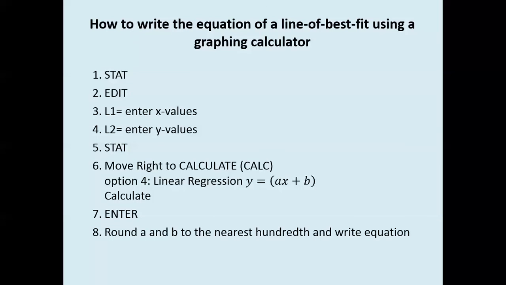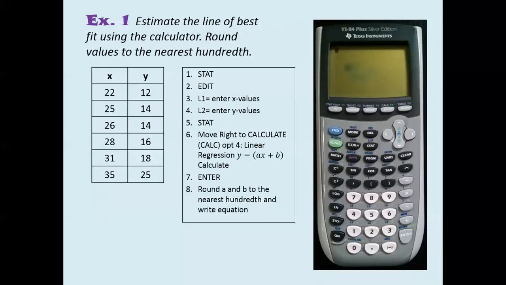These are the instructions for how to write the equation of the line of best fit, and we're going to go through them step by step. Here's our first example. You can see a table of values that is a set of ordered pairs. When we graph it, it seems to have a linear relationship. It's not exactly linear, so we're going to use a calculator to create an equation that best models a line that goes through the center of all those points.